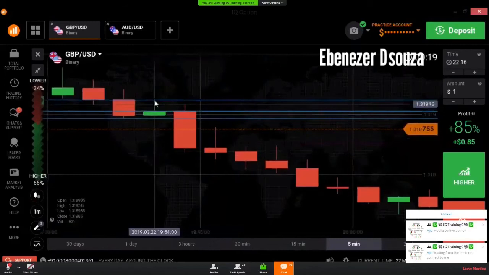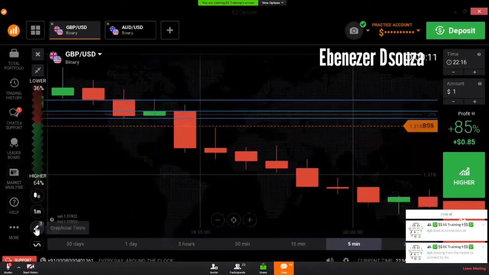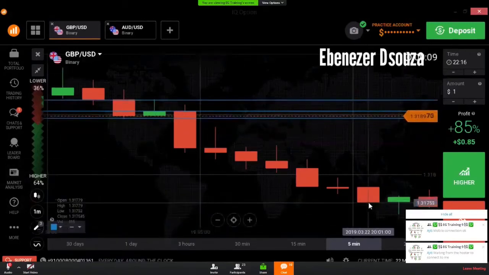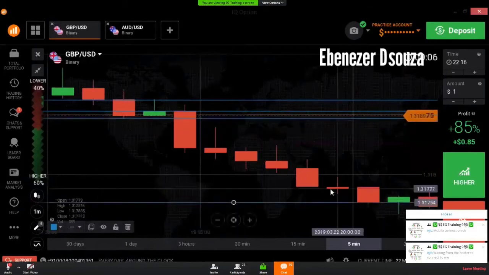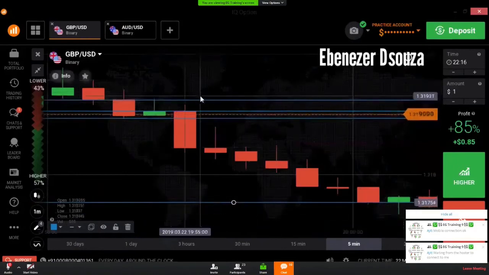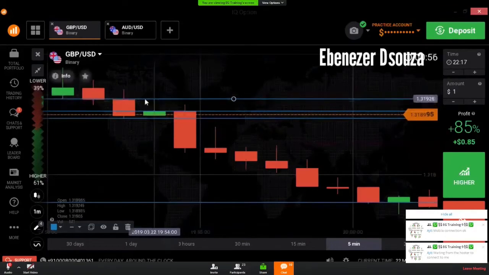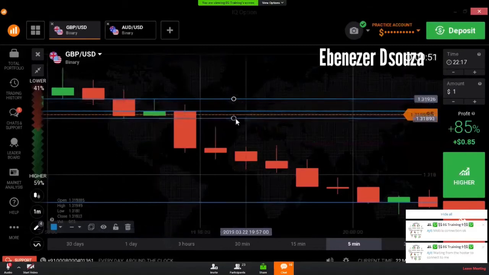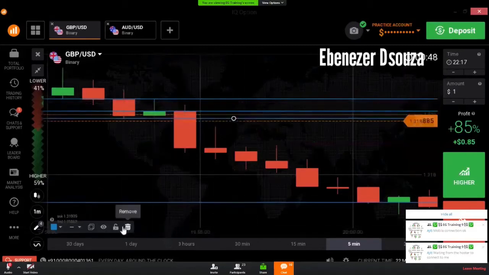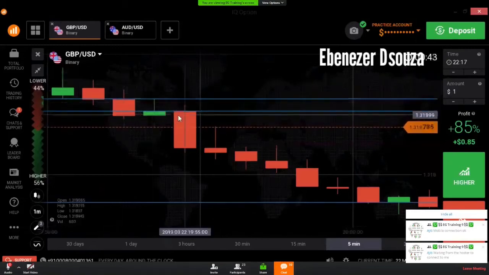Okay, we are seeing a rejection, a seller's entry from this level. From this level to this level, all candles are bearish candles. So again, if the market comes to this level, if the market touches this level, there is a chance to enter sellers, because this whole area is a strong sellers area.